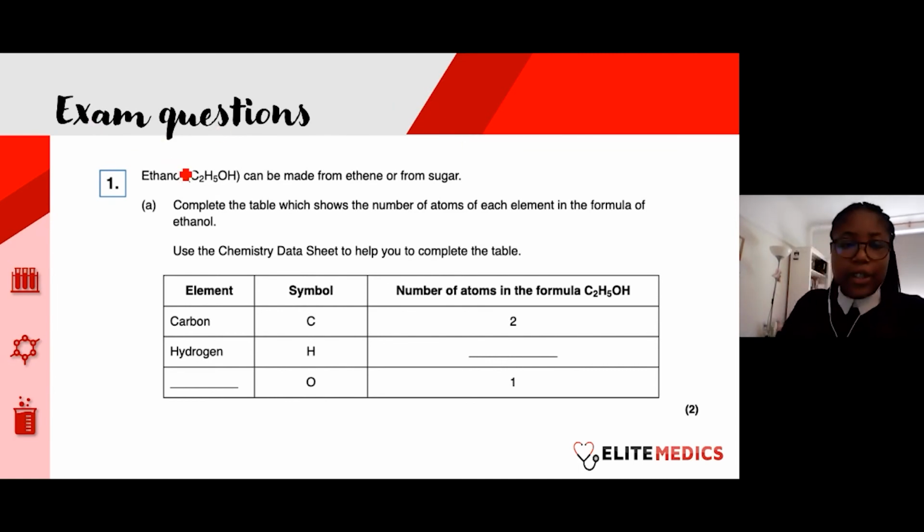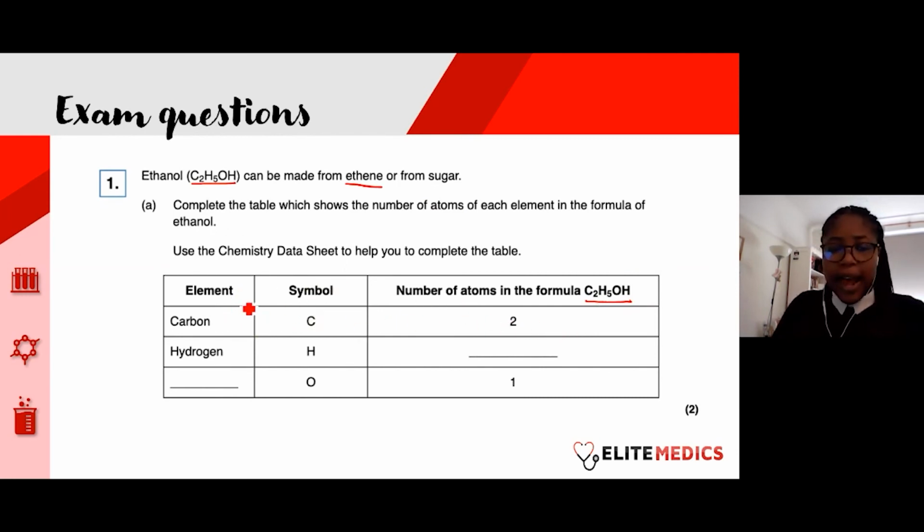So starting with question 1, it tells us ethanol, and here you can see the formula C2H5OH, can be made from ethene or from sugar. Ethene is just another type of organic compound, which we're going to discuss later on today. The question asks us to complete the table, which shows the number of atoms of each element in the formula of ethanol. So this is a nice straightforward question, which is just assessing our knowledge to interpret what the formula says. The first row has been done for us.